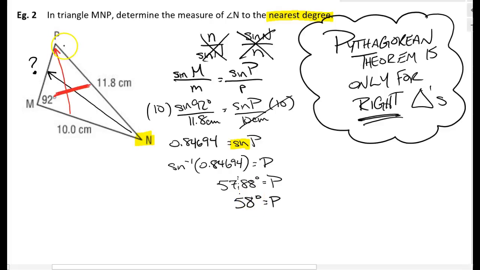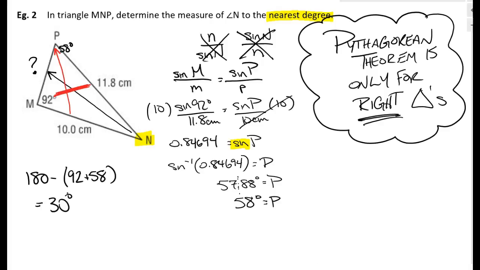Now that I know that angle P is 58 degrees, I can calculate N by going 180 minus M and P. And I get 30 degrees. Now this question could have asked us to go even one step further from here and solve for side N. And again, we would just use our sine law now that we know the angle of our N angle. We can solve for its opposite side using those sine ratios.